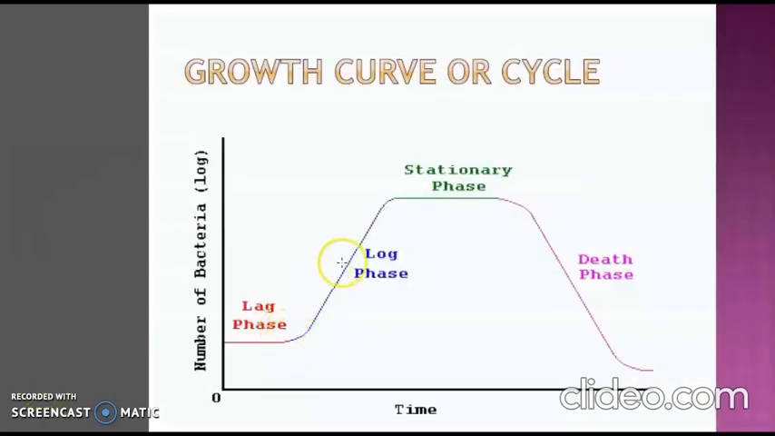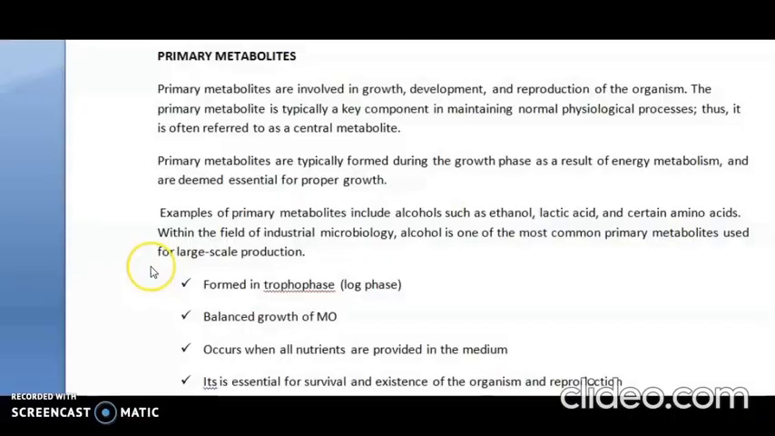So in the graph you can see that if the logarithm of the viable count is plotted against time, a straight line will be obtained, since the cells start dividing and their numbers increase exponentially. Another important significance of the logarithmic phase is that the primary metabolites are formed in the logarithmic phase or log phase, or to be more specific, the trophophase of the log phase.